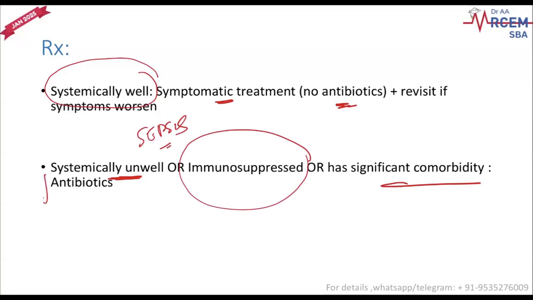In those circumstances, you will go ahead and prescribe them antibiotics. Otherwise, in a healthy individual with minimal comorbidities, you do not prescribe antibiotics. This is according to the NICE guidelines. What about imaging? Imaging also is not preferred. You do not get any imaging done in these situations.